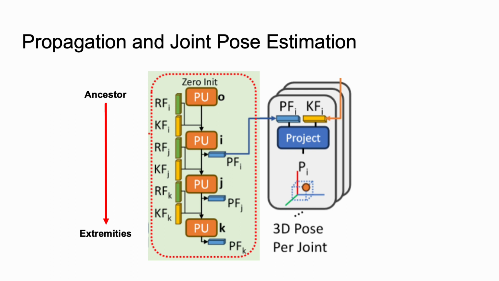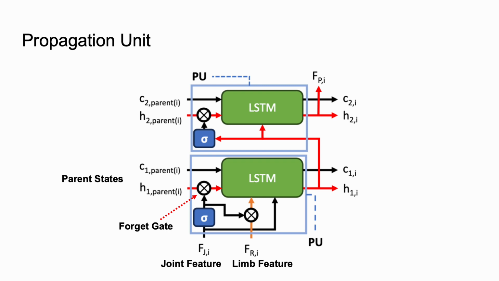Encoded limb and joint heatmap features are taken by the PU cell to update state from the parent joint. The output propagated feature for each joint is used for estimating the final pose. The PU prevents adverse impact from parent when child joint has evident visual. It selectively forgets the parent feature based on the child's feature.